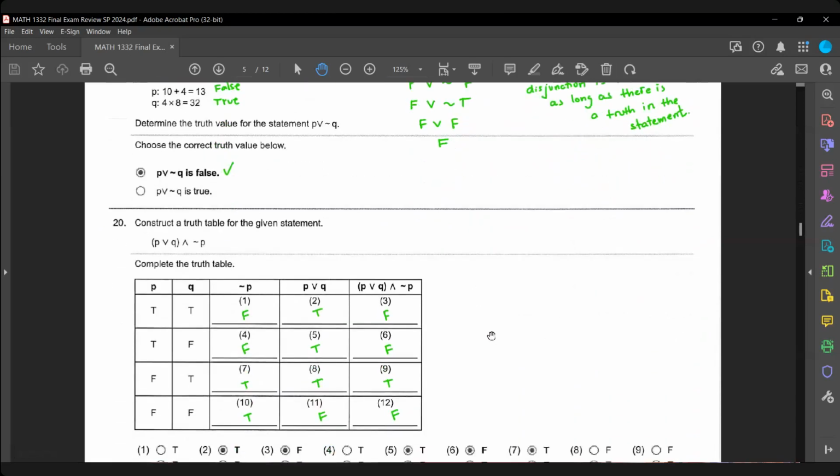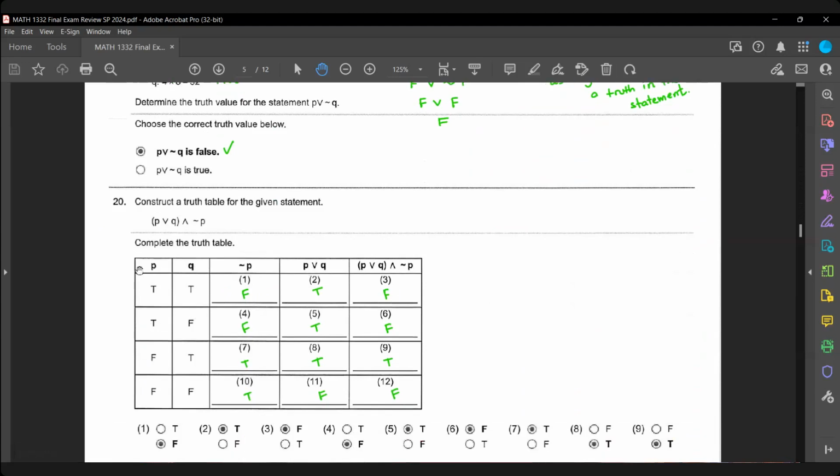In example number 20, we are constructing a truth table. So what I will recommend is that each one of us works a column rather than by row. Once you complete the column for not P, notice that it is the opposite of P. True, here is false. True, and here's false. False, and here's true. False, and here's true.